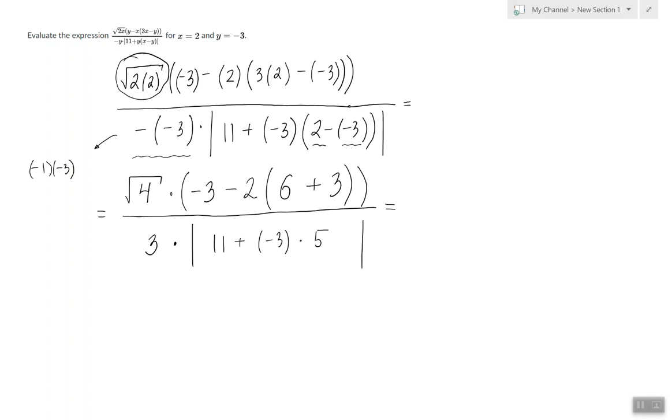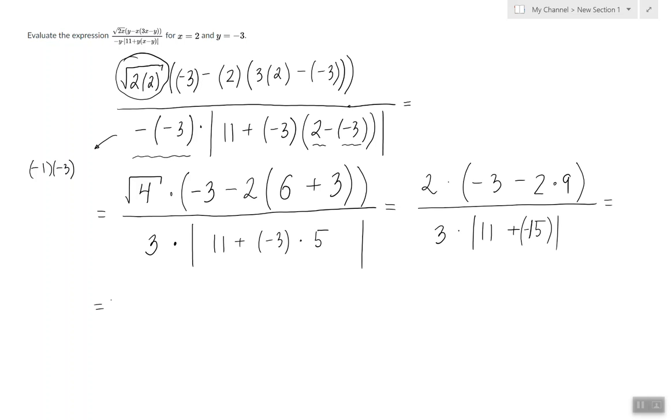And again, just focus on the innermost parentheses and work yourself out. So square root of 4 is 2. Here we have -3 minus 2, and 6 plus 3 is 9. -3 times 5 is -15. And we just continue. So the numerator becomes -3 minus 18. The denominator now is looking better.